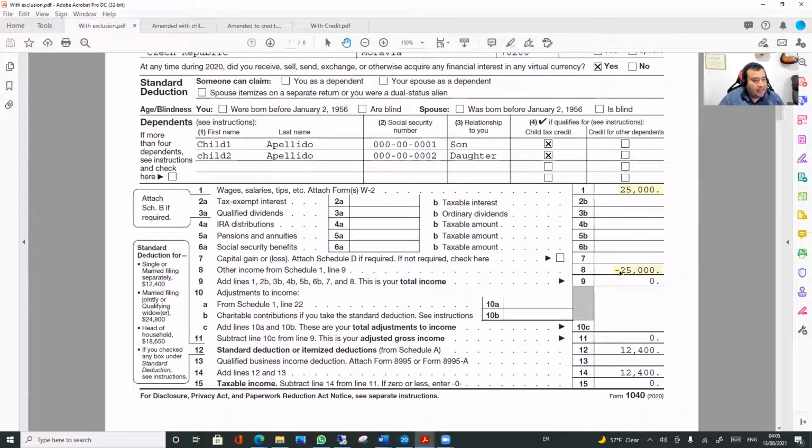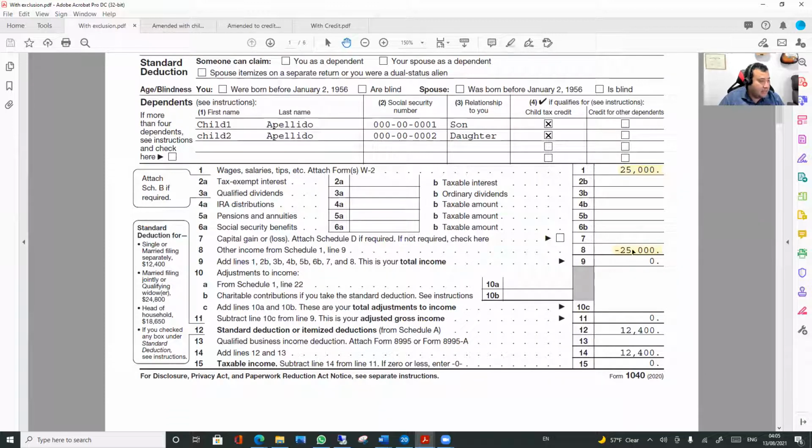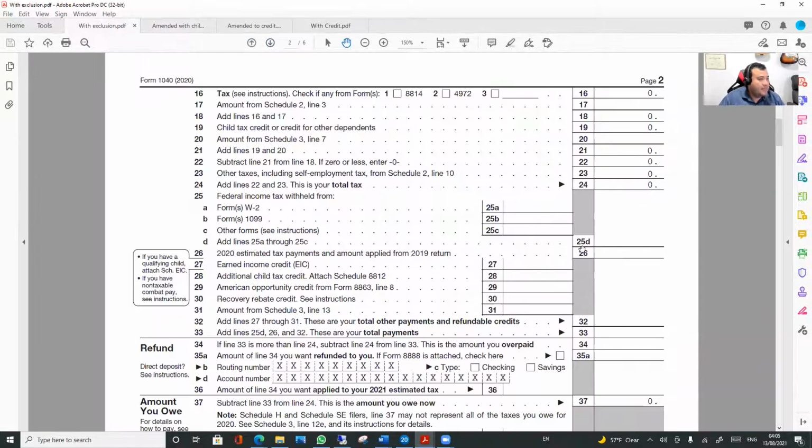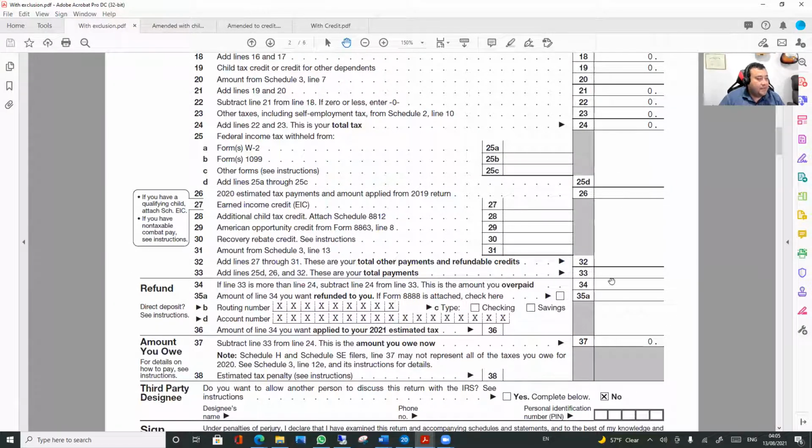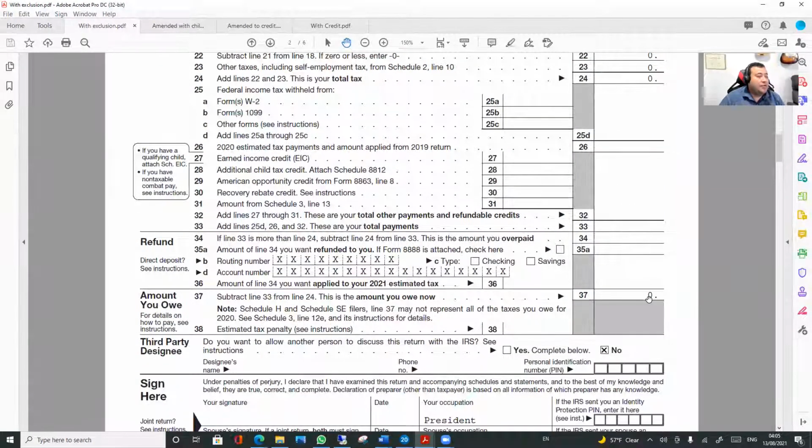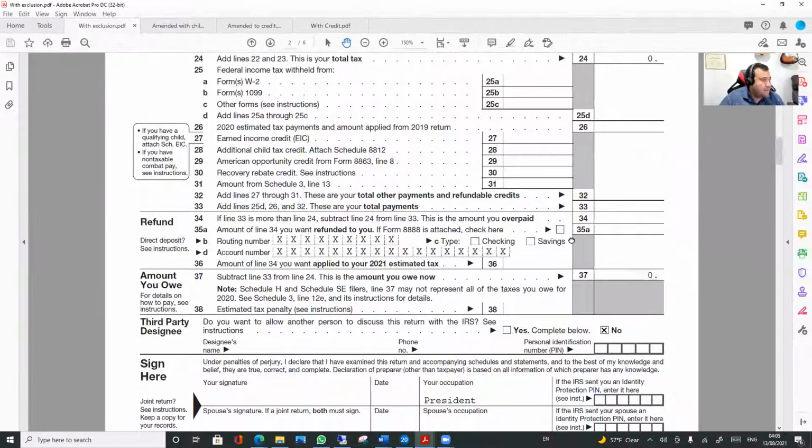The way they will file is they report the wages, and they would exclude the income with the foreign earned income exclusion. They'd be happy that they pay no tax, but also they get nothing, no credit. So you pay nothing, but you get nothing either.